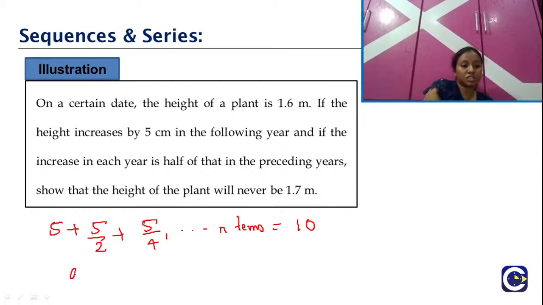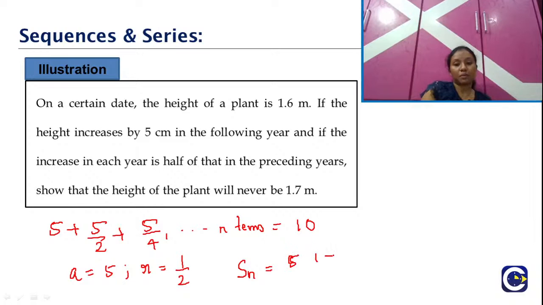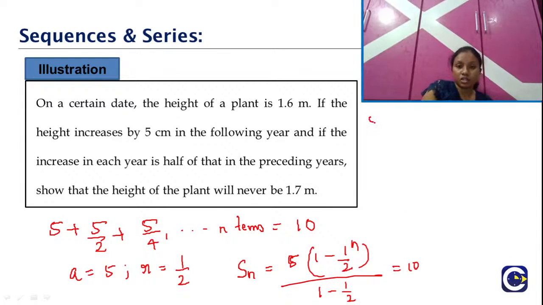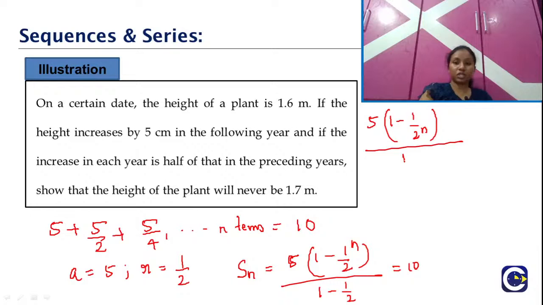So here my first term, that is A, will be equal to 5 and R, which is the common ratio, will become 1 by 2. Now let's equate my sum of n terms, that is A, that is 5 here, into 1 minus R power n, so R here is 1 by 2 power n, by 1 minus R, that is 1 minus 1 by 2. This sum must be equal to 10. Let's simplify. 5 into 1 minus 1 by 2 power n, by 1 minus 1 by 2, which is 1 by 2, is equal to 10 here.